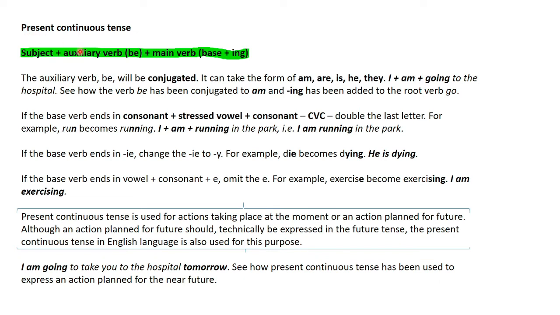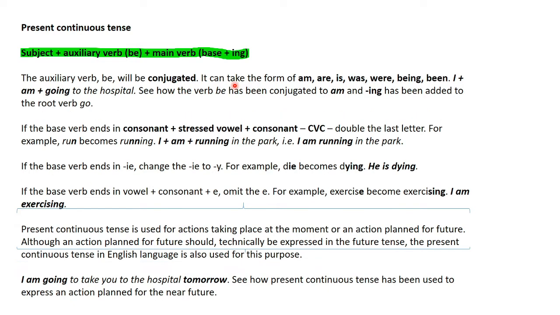See the difference in the simple present tense and the simple present continuous tense. In that tense, the auxiliary was do. In this tense, the auxiliary is be, which will be conjugated. When conjugated, the auxiliary verb be can take the forms am, are, is, was, were, being, been. For example, I am, they are, you are, he is, she is, he was, she was, they were, we were.